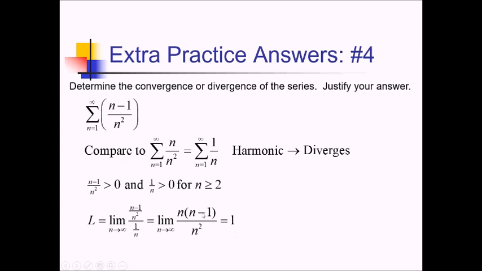Since that comes out to something between 0 and infinity, that means that the original series is going to have the same behavior as the comparison series. Since the comparison series diverges, the original also diverges by the limit comparison test.